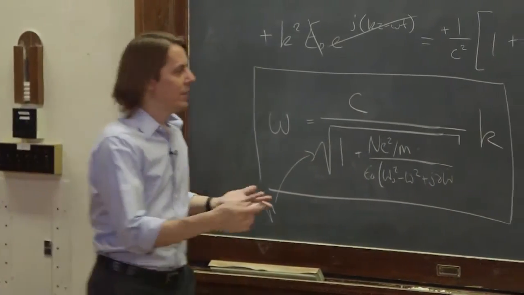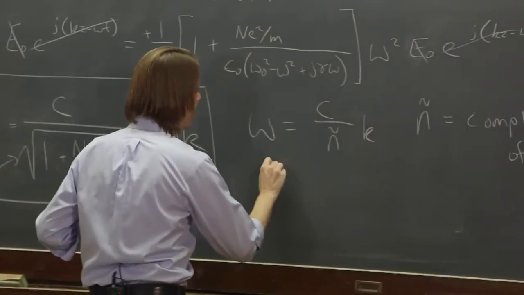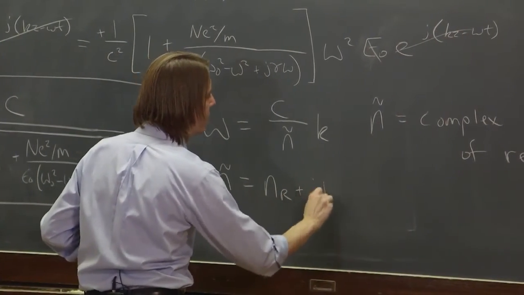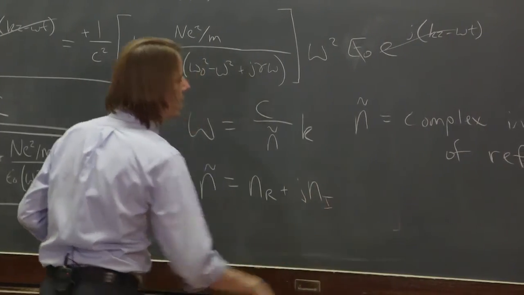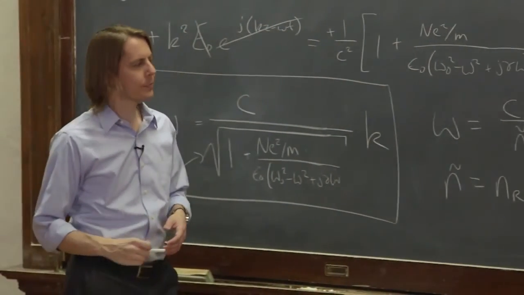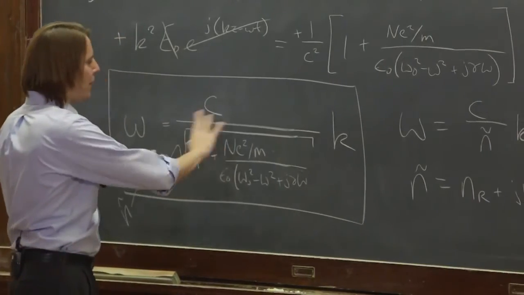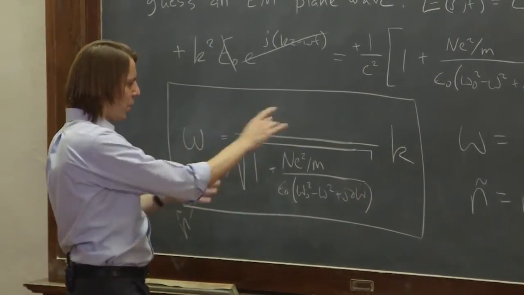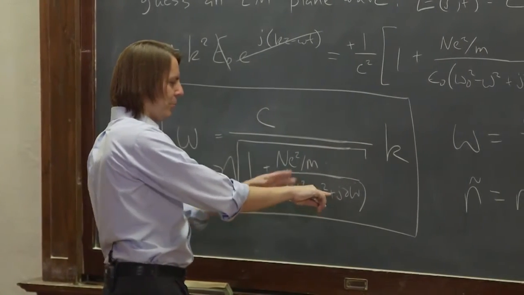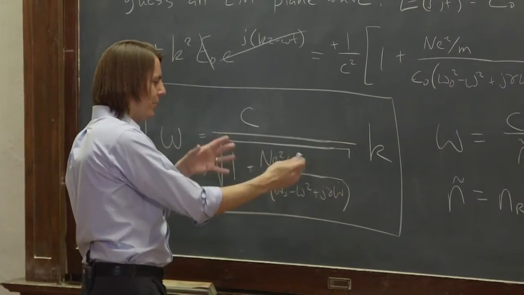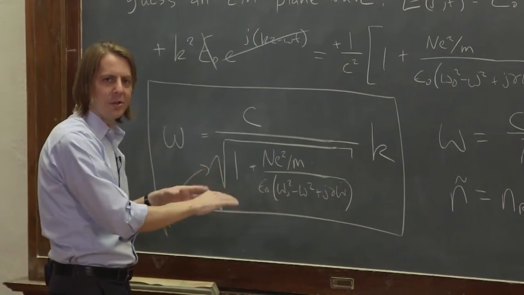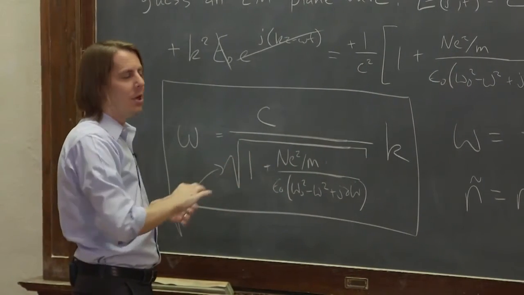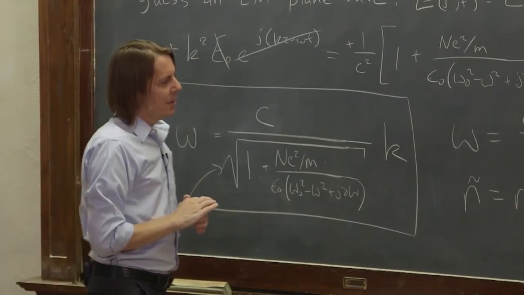Okay? So n tilde has a real part, n real plus j times n imaginary. And it doesn't just fall apart into the real and imaginary part, right? It's a square root, and the imaginary part is part of a sum in the denominator of something plus something else. So it's not obvious, but both parts are there. It has a real part and an imaginary part.